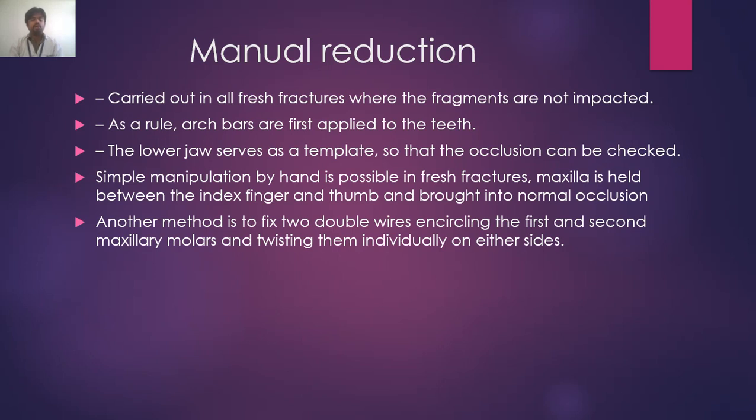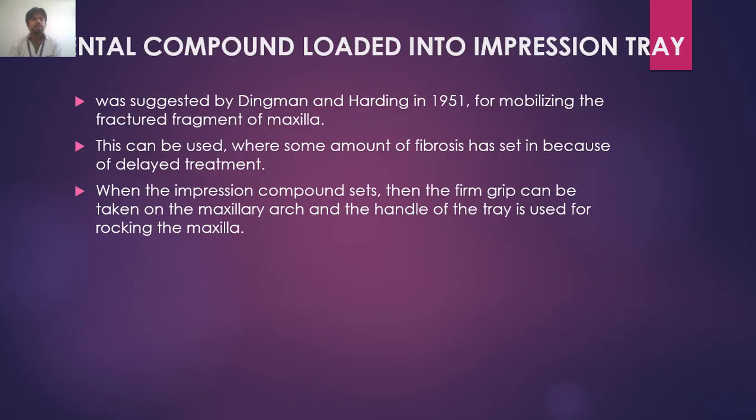But if the lower jaw is also fractured and there is gross loss of occlusion, then this method cannot be used. Dental compound loaded into an impression tray was suggested by Dingman and Harding in 1951 for mobilizing the fractured segment in the maxilla. This can be used when some amount of fibrosis has set in because of delayed treatment. When the impression compound sets, a firm grip can be taken on the maxillary arch and the handle of the tray is used for rocking the maxilla into place.